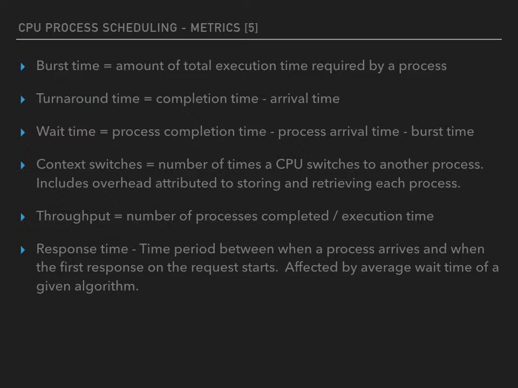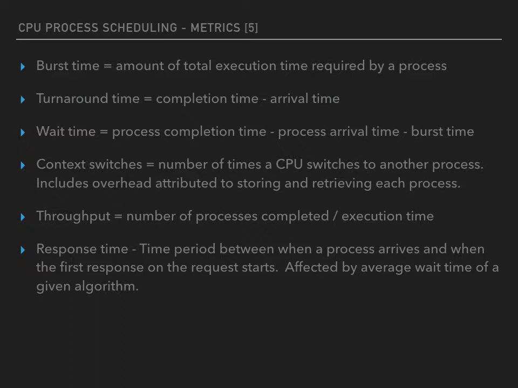Context switches, as we just mentioned, is the number of times the CPU switches to another process. It's good to lower the amount of context switches because context switches include overhead involved in fetching and storing in memory. Throughput is the number of processes completed per the execution time. So basically the amount of processes that can be completed within a certain window of time.